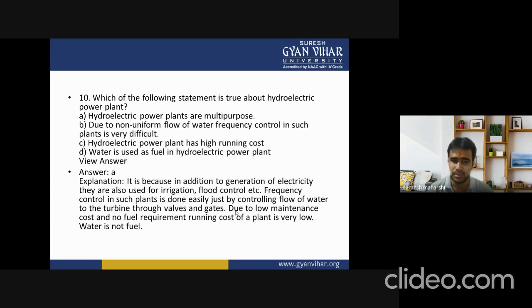Frequency control in such plants is done easily just by controlling flow of water to the turbine through valves and gates. Due to low maintenance cost and no fuel requirements, running cost of a plant is very low. Water is not a fuel.